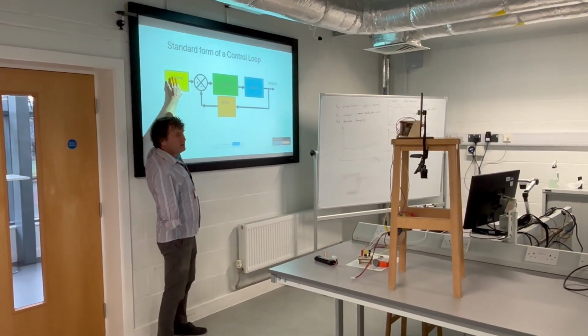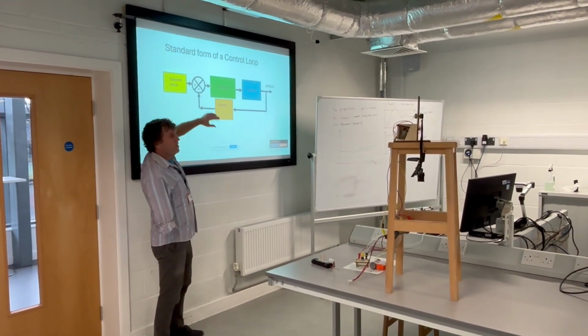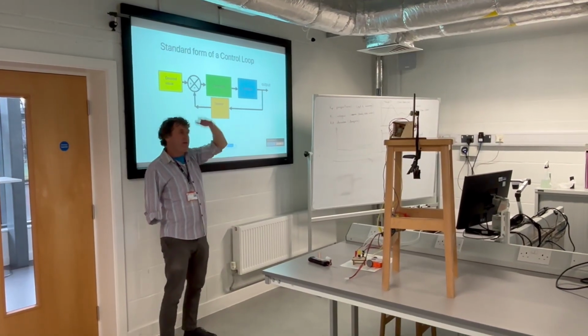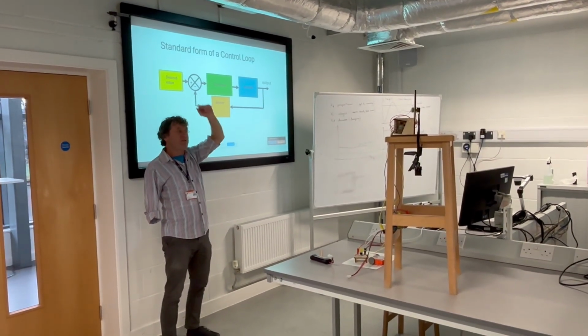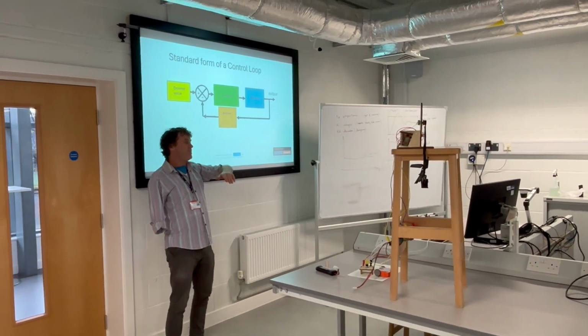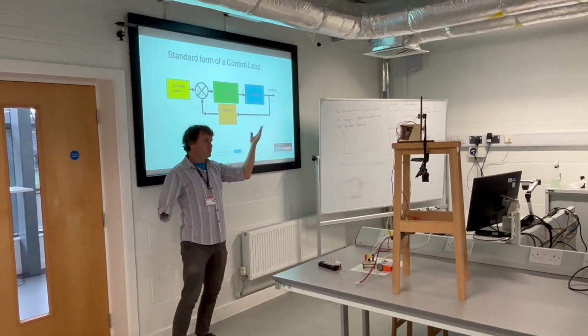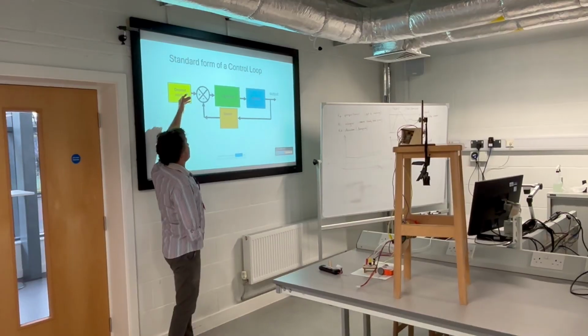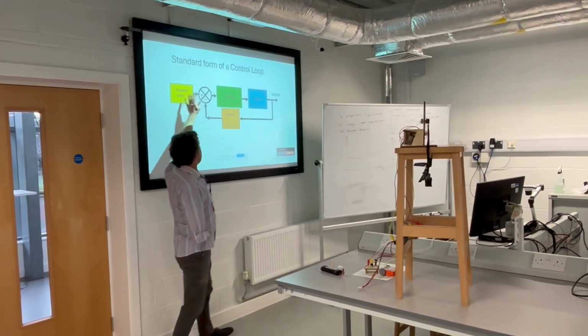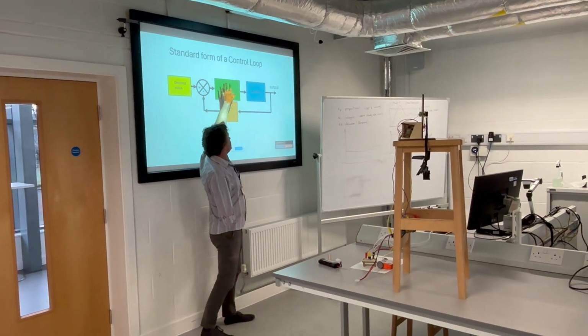We have our desired value. So in the case of a helicopter, it might be 10 meters. I want to fly 10 meters. In the case of a control rig, it might be I want the control rig to be at 60 degrees. Okay? Just a standard, wherever I want it to be. We're going to skip this for a minute. We're going to go on to the controller.